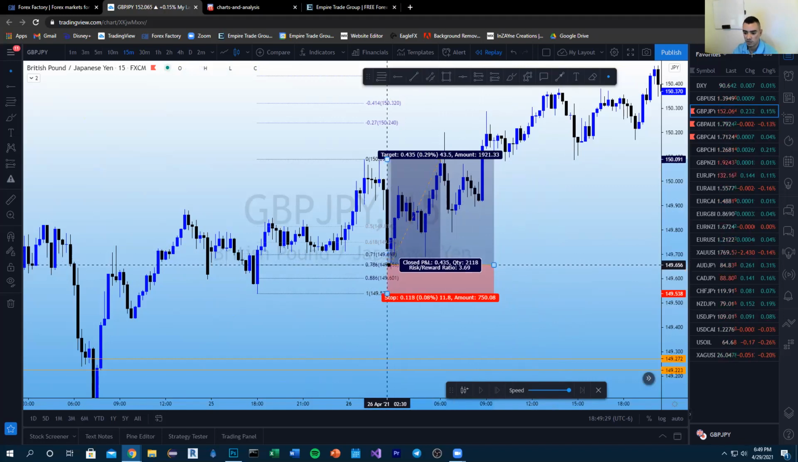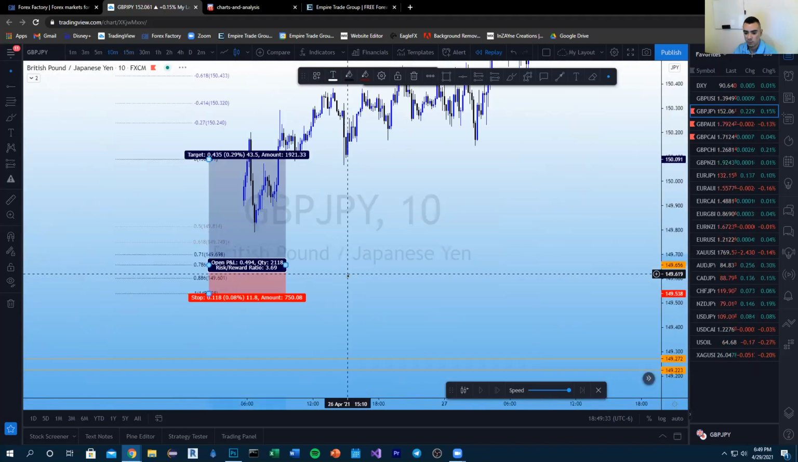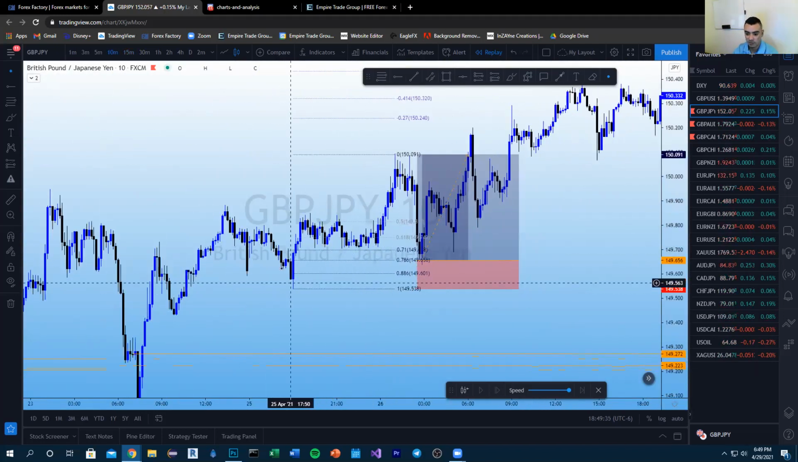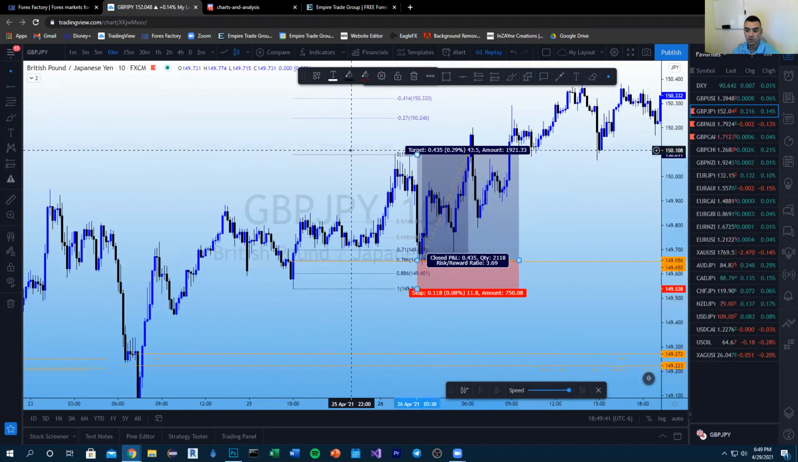Now, if I would have lowered my entry to 786, like let's go down to the 10 or the 5, would that have been a good point of interest? Yeah, look at that. The 10 minute, if I would have gone down to here, I could have set this up and I could have taken this trade. But if I would have just stopped on the 15, I wouldn't have. You know what I mean?